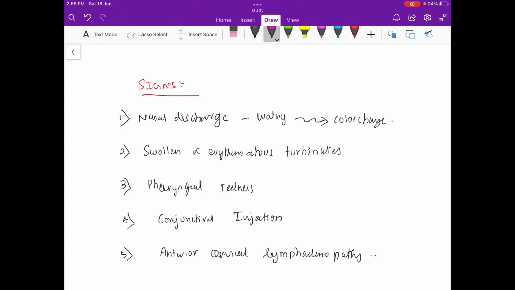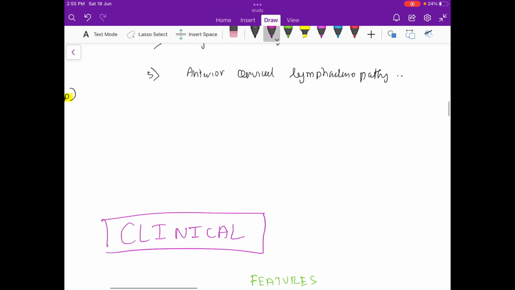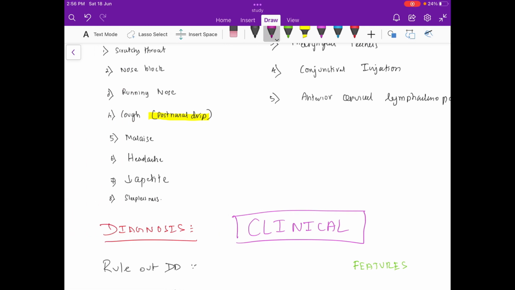And another finding which you can find is swollen, erythematous turbinates. There will be redness in the pharynx, tonsils, anterior tonsillar bed, anterior tonsillar pillar. There will be conjunctival injection, and there will be anterior cervical lymphadenopathy. So these are the symptoms and signs which we expect.